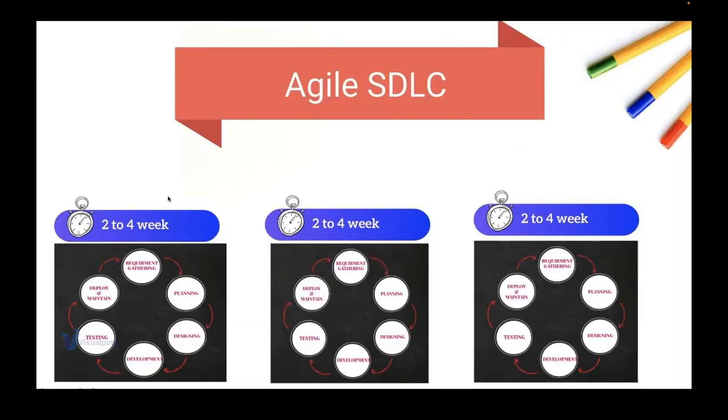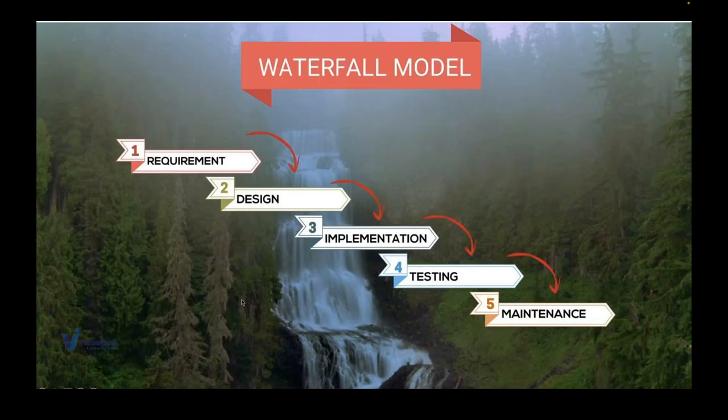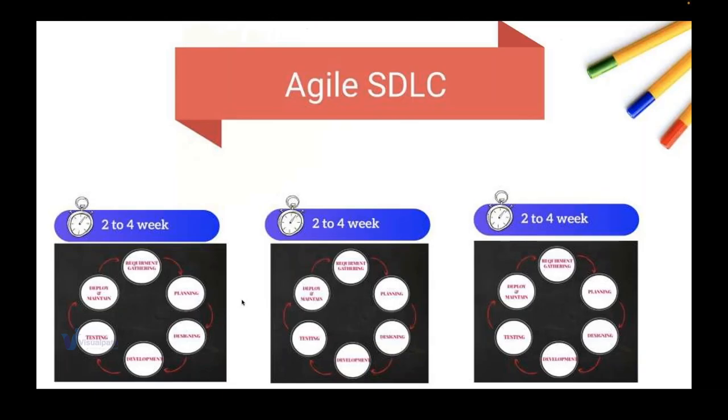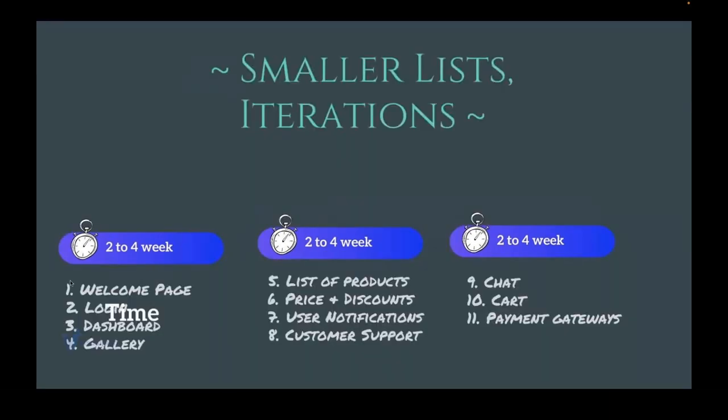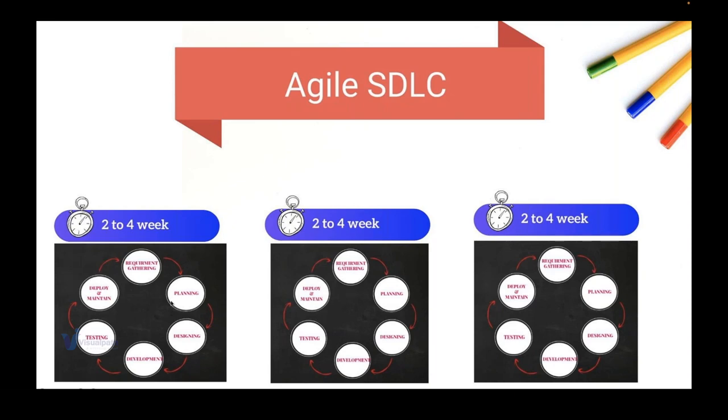So what happens is, in these 2 to 4 weeks, we are only focusing on the welcome page, login page, and dashboard. That's it. And we take this as the MVP design, minimum viable product. When I say MVP, it's minimum viable. That means we are handing it over to the client, saying, hey, your app is ready, but with minimum features. You can just launch it into the market and capture the market.